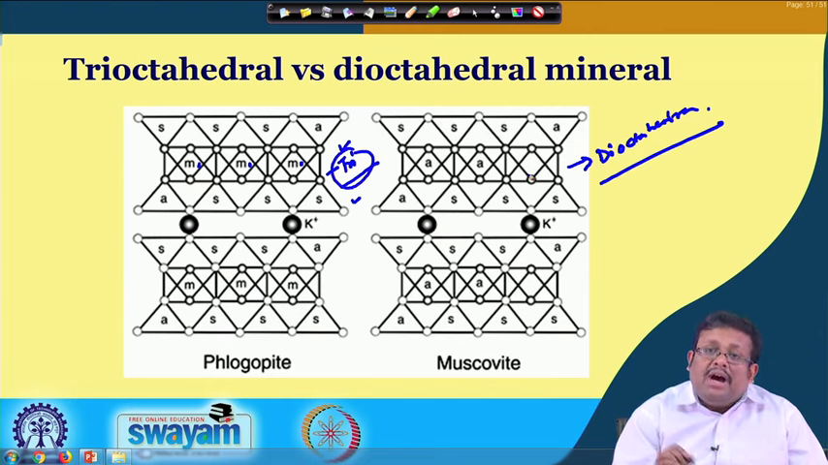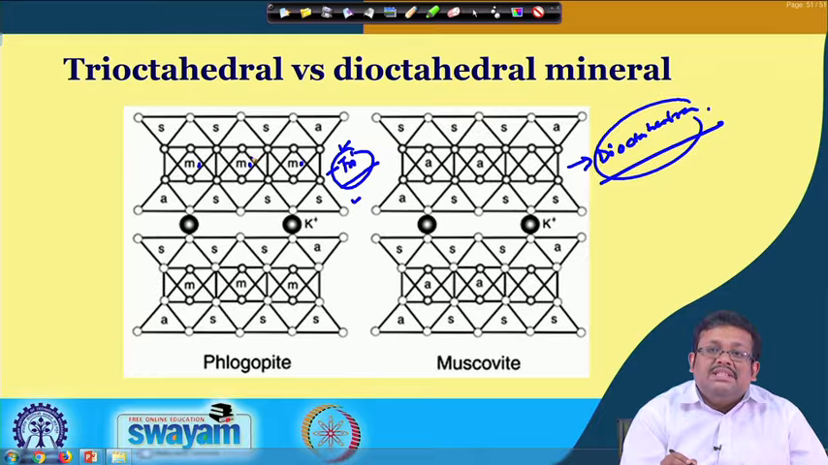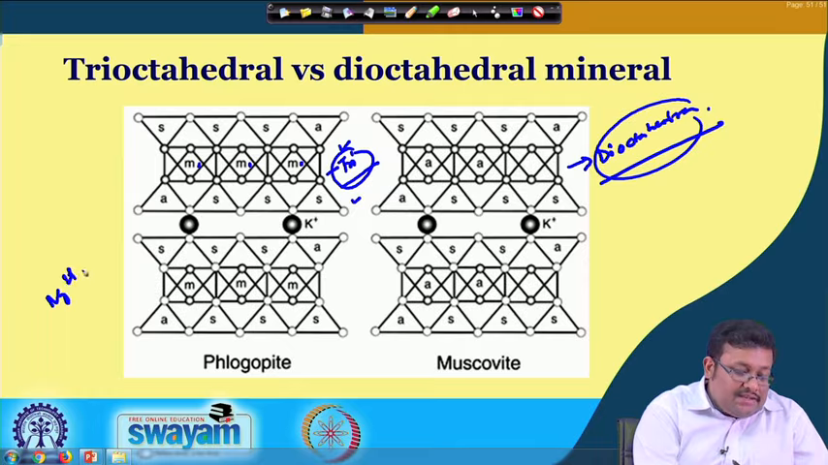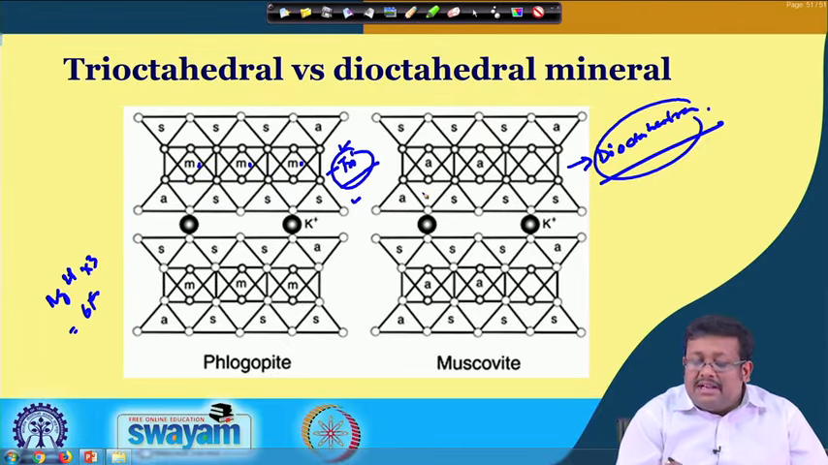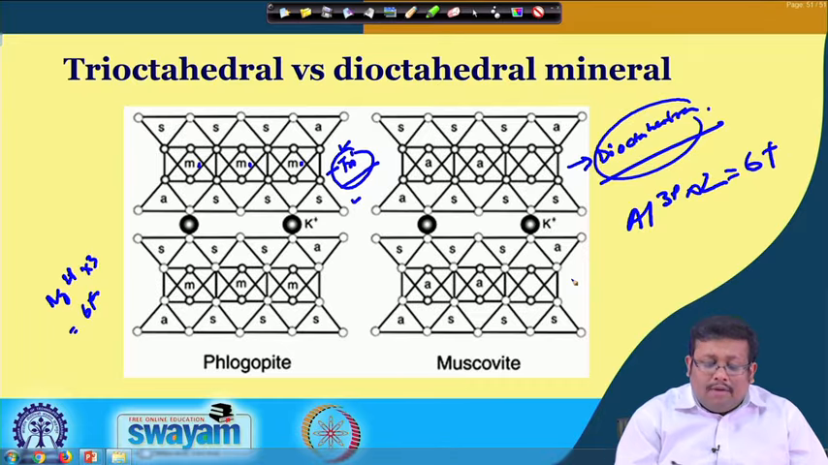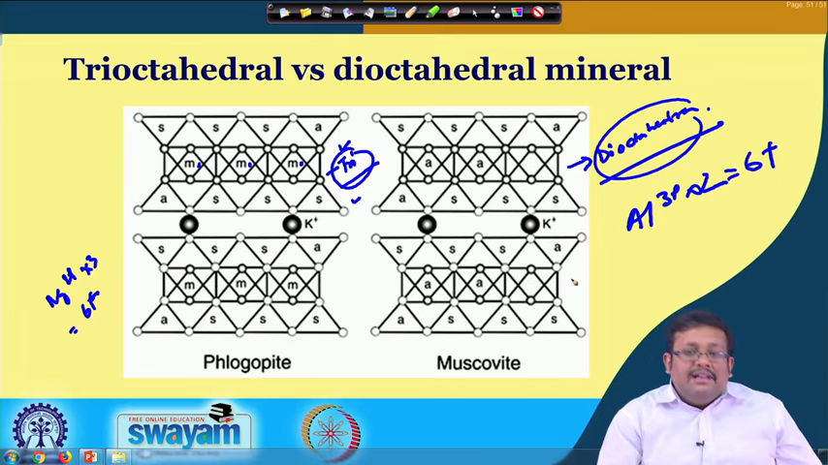And when 2/3 of these octahedral positions are filled, as you can see here, then we will call it a dioctahedral structure. Now, in case of trioctahedral, to satisfy the charge, there will be magnesium, because Mg2+ multiplied by 3 gives 6+, whereas the similar charge can be produced in dioctahedral when there will be aluminum 3+ multiplied by 2. So, 6+. The net charge is the same, however, the numbers of cations are different.